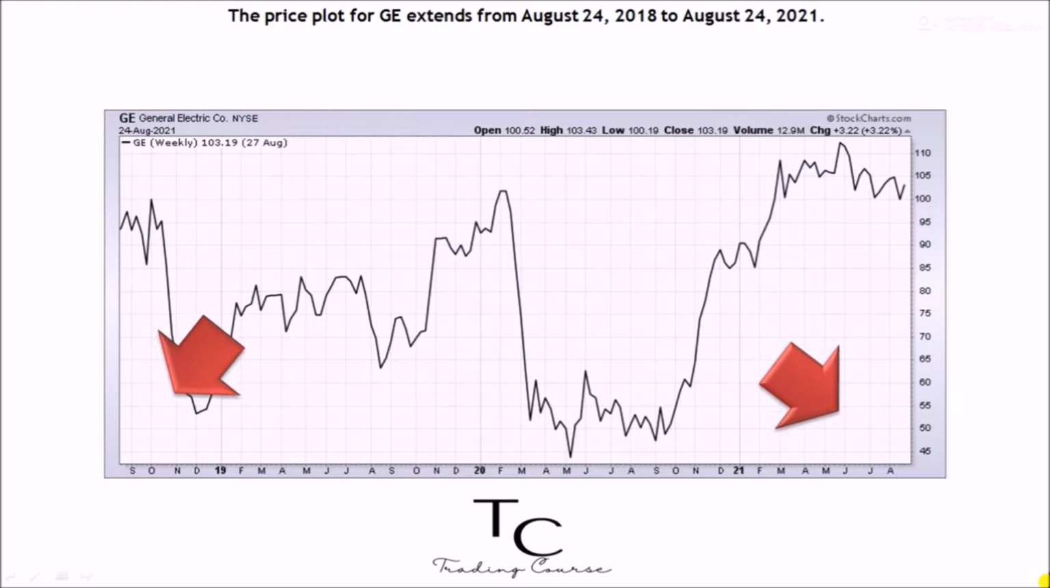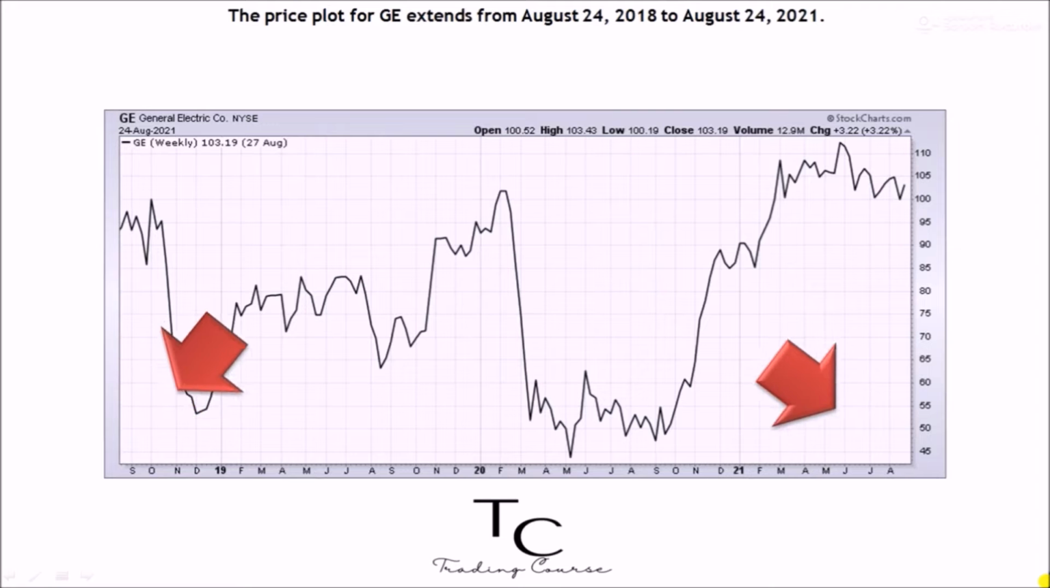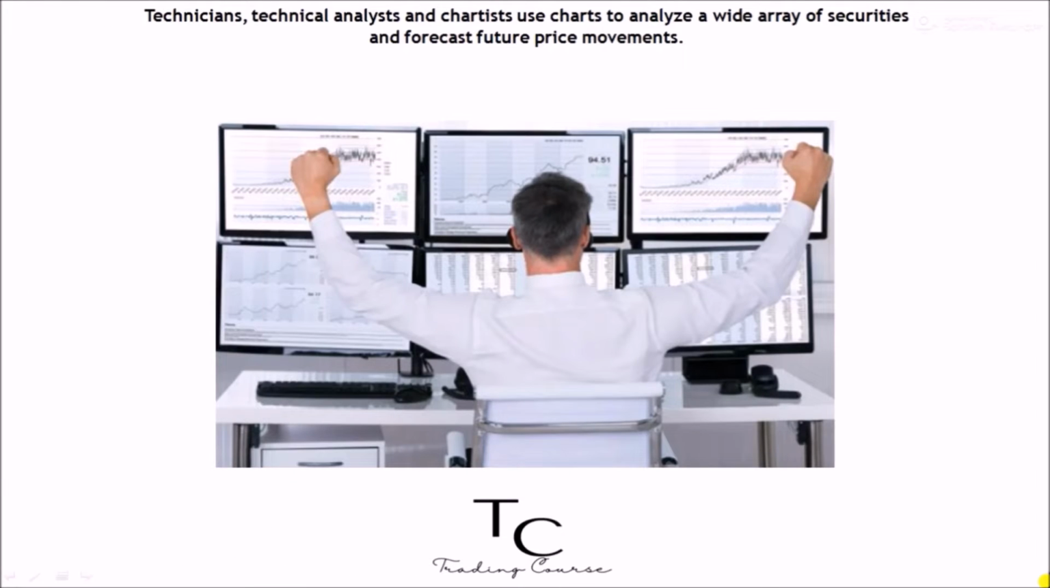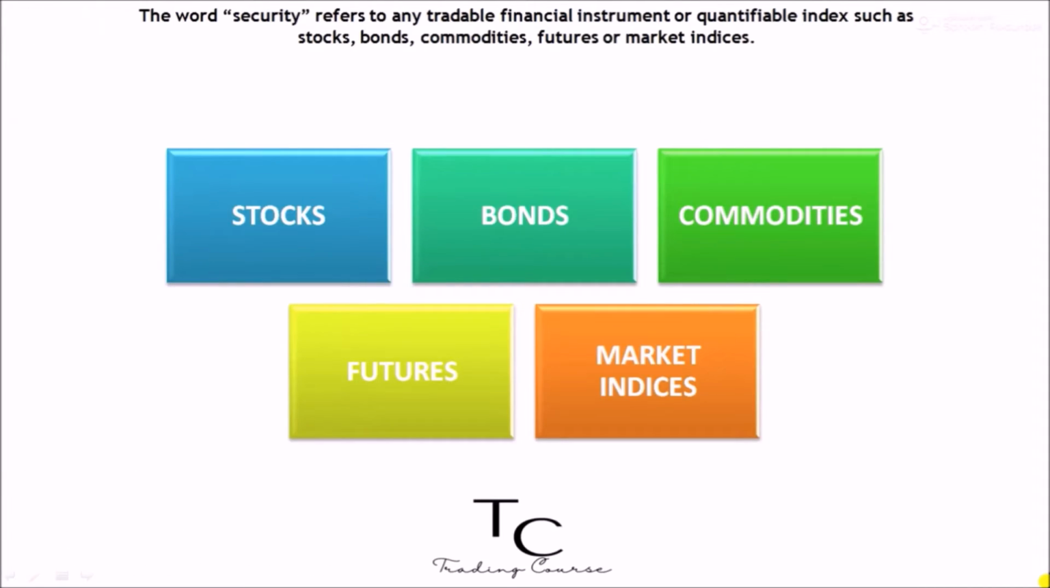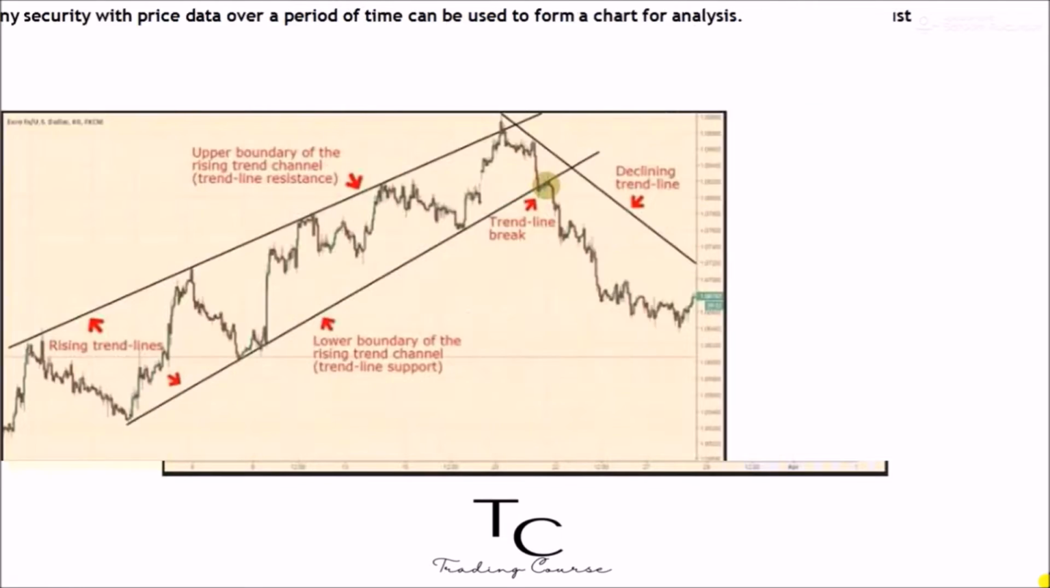The price plot for GE extends from August 24, 2018 to August 24, 2021. Technicians, technical analysts and chartists use charts to analyze a wide array of securities and forecast future price movements. The word security refers to any tradable financial instrument or quantifiable index such as stocks, bonds, commodities, futures, or market indices. Any security with price data over a period of time can be used to form a chart for analysis.